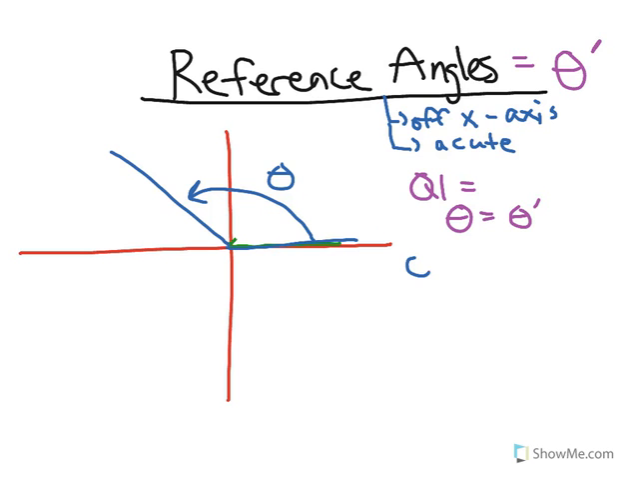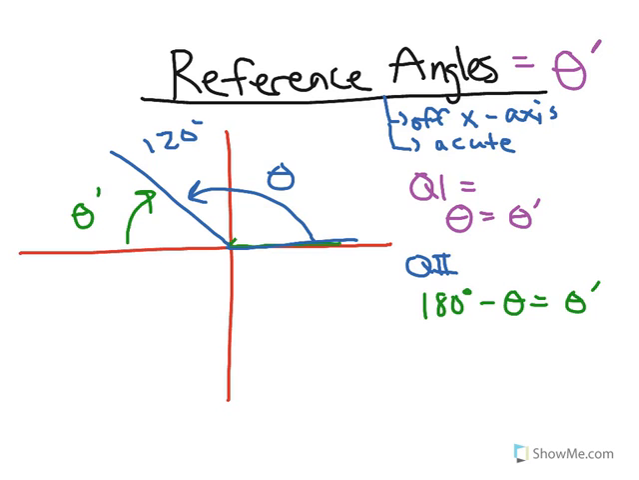If your angle is in quadrant 2, then what you're going to end up doing is you need to find out how much further you have to go to get to 180 degrees. So your formula for quadrant 2 is going to be 180 degrees minus the angle, and that'll get you your reference angle. So if this right here was a 120 degree angle, your reference angle would be 60 degrees, because 180 minus 120 is 60.